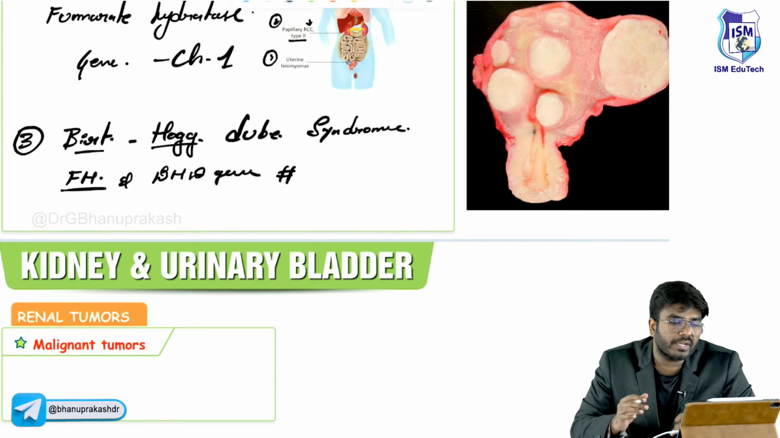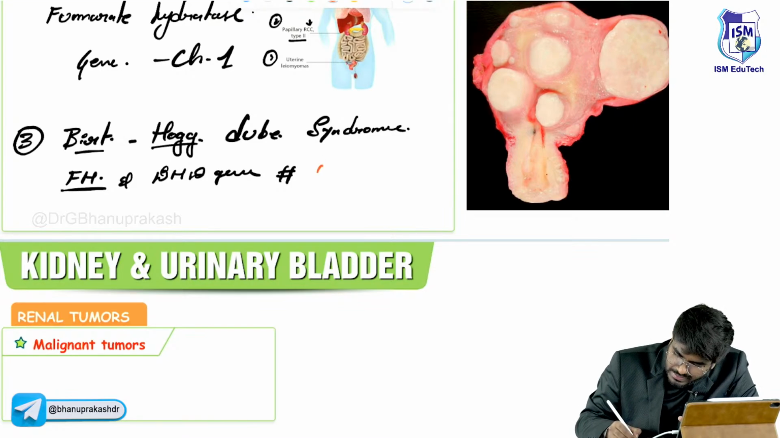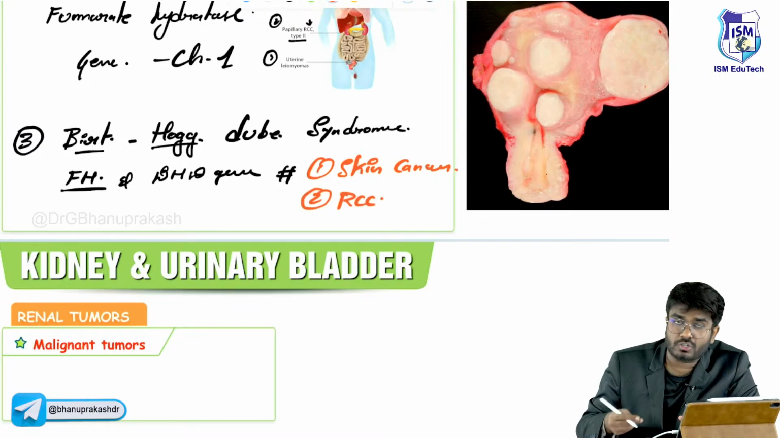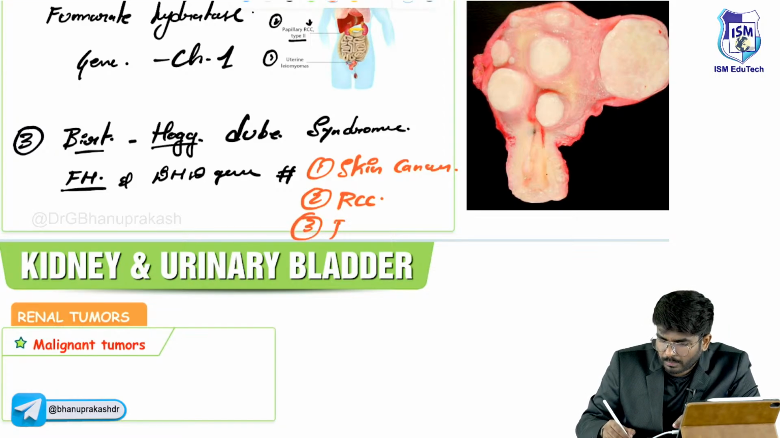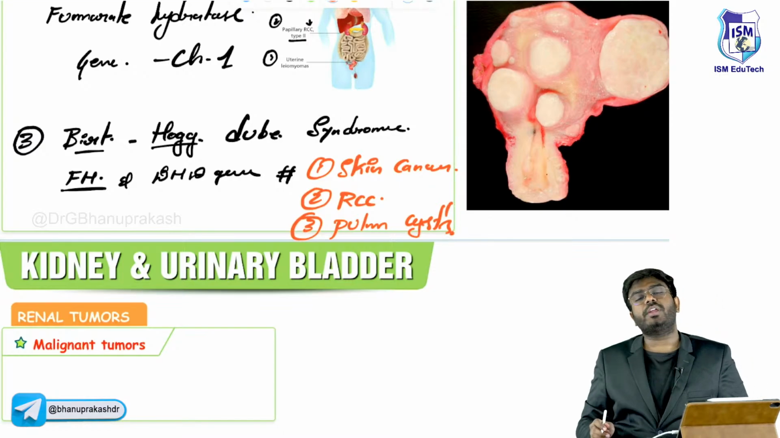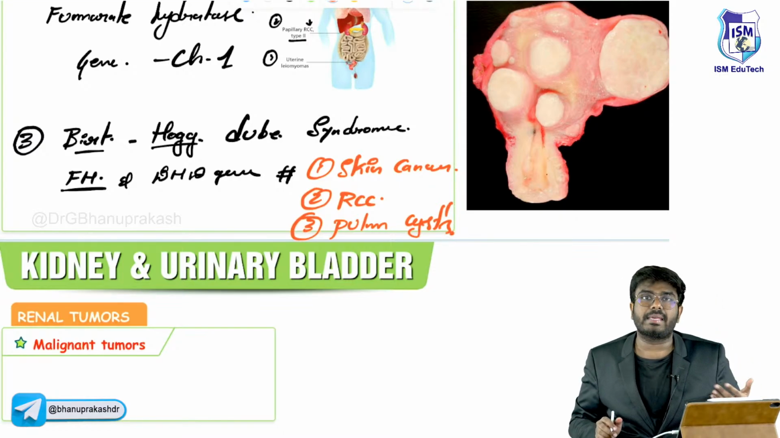So whoever develops this Birt-Hogg-Dubé syndrome will have three things. What are the three? Actually, two cancers. One is a skin cancer. They will develop the skin cancer. Second one is renal cell carcinoma, our thing. And the third one is that these patients usually have pulmonary cysts. The patient is going to develop the pulmonary cyst, renal cell carcinoma, and the skin cancer.